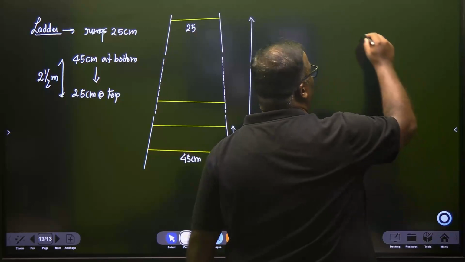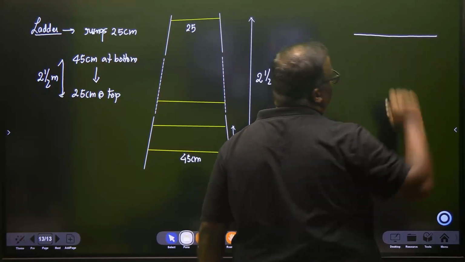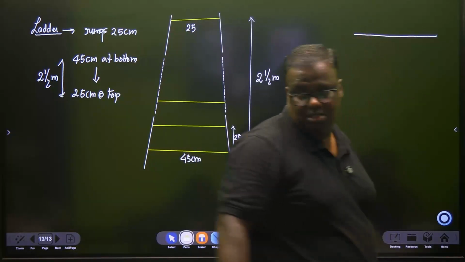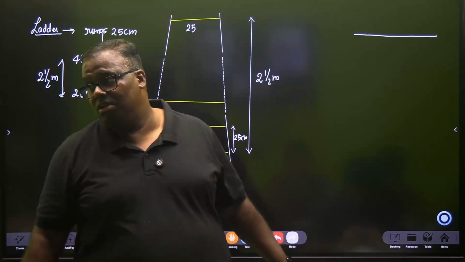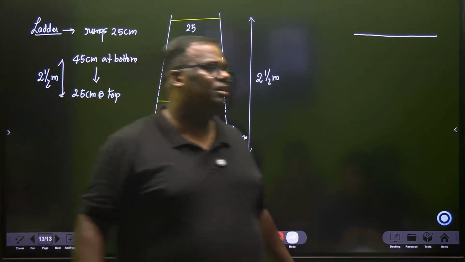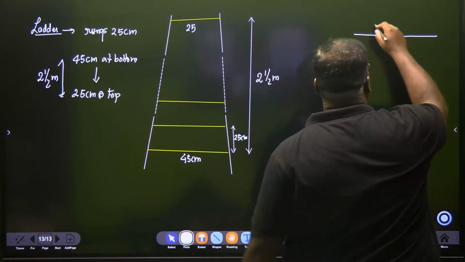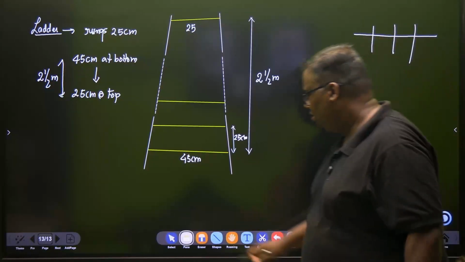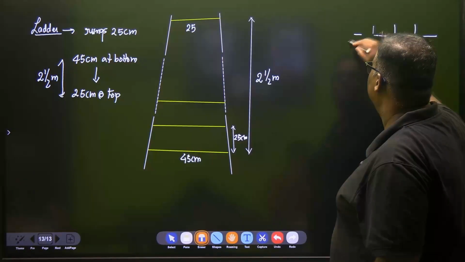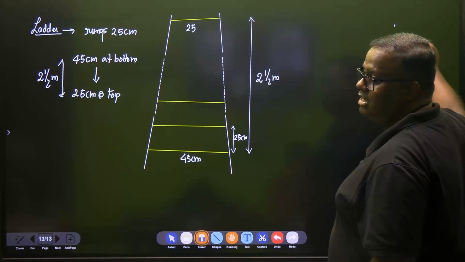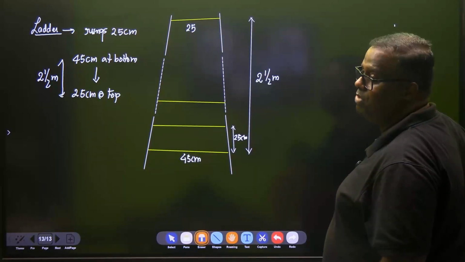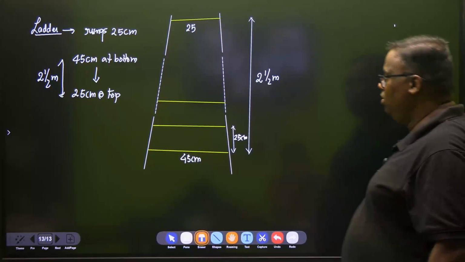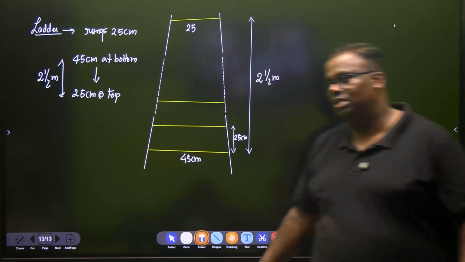Suppose you are given a Dairy Milk and you are asked to make 3 equal parts. How many times will you cut the Dairy Milk? 2 times. If you cut 3 times, how many parts will you get? 2 times. Right. So we now need how many rungs will actually be coming, and then you need to find out what is the length of each. Use your head.